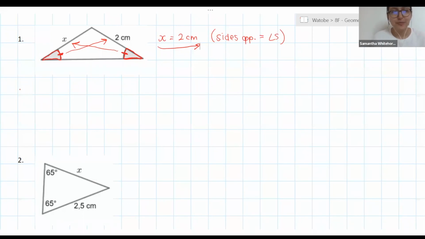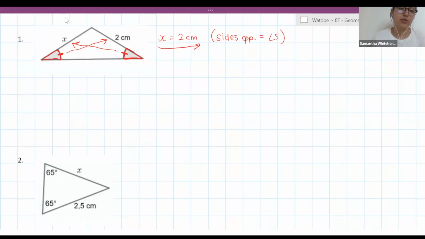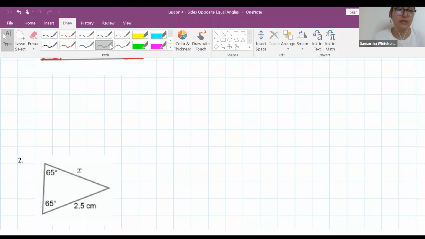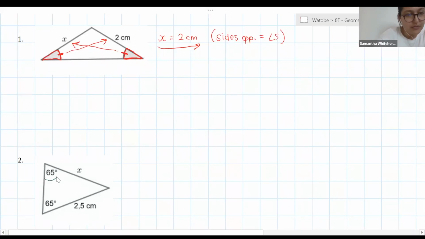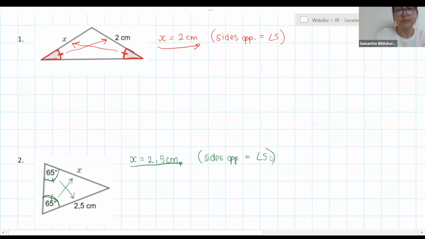If we have a look at question 2, what we've been given is two angles, one side, and then we have our X. Now, what I see in question 2 is the fact that both of these angles that I've been given are 65. So actually, those are equal angles. They're the same size. And what that then means is that I know that the sides opposite them are equal. And so again, I have to do no calculation. I can go straight away and say that because those angles are equal, which I don't even have to write down, it's given to me on the diagram, I know that X is equal to 2,5 centimeters. And again, my reason is the fact that I have sides opposite equal angles.